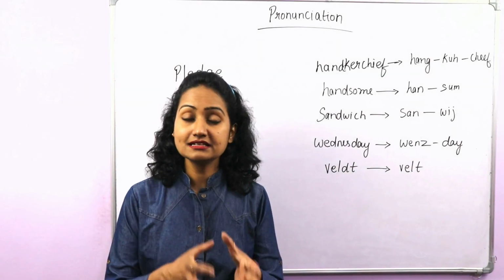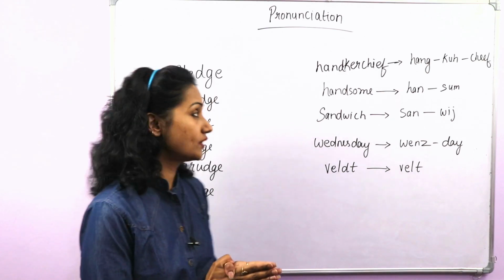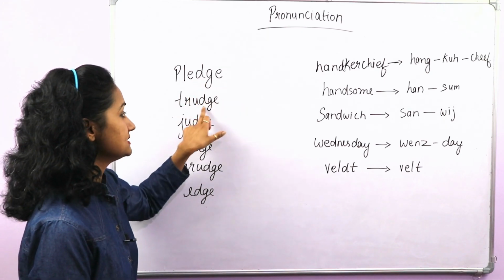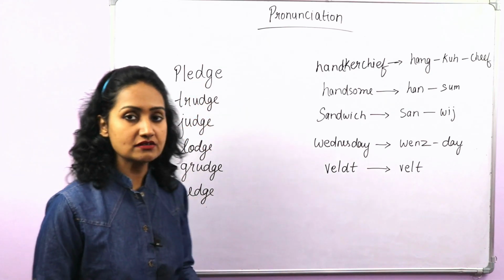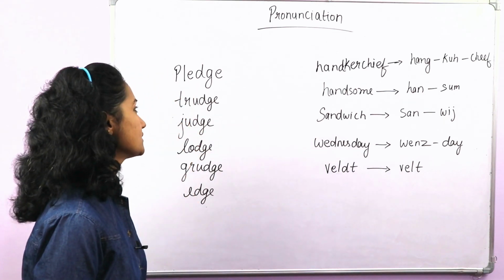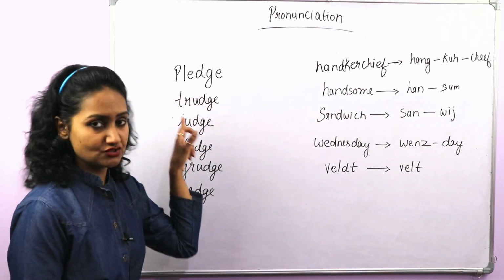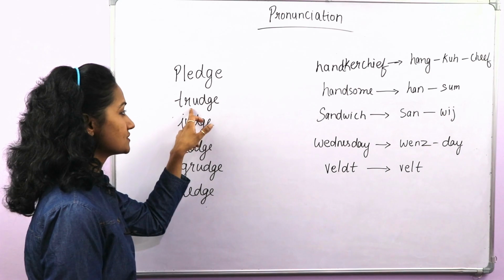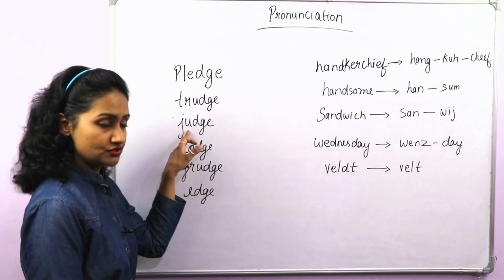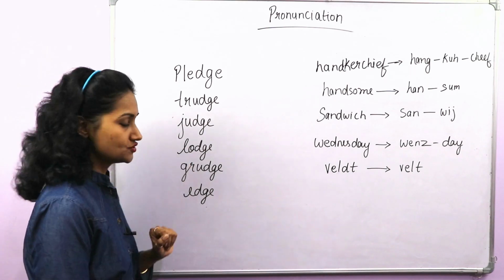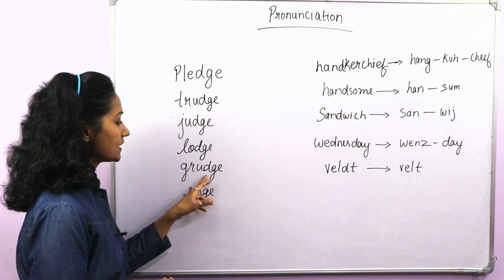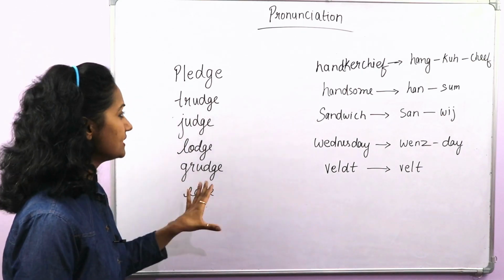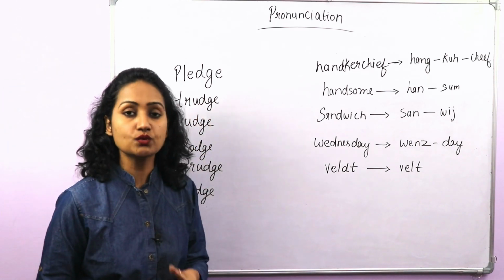Next letter is D. D is generally silent when it comes before GE at the end of the word, like DGE. In these kinds of words, D is generally silent. Let's see how we will pronounce these words. First is pledge. Say it with me, pledge. Trudge. Judge. Lodge. Grudge. Edge.